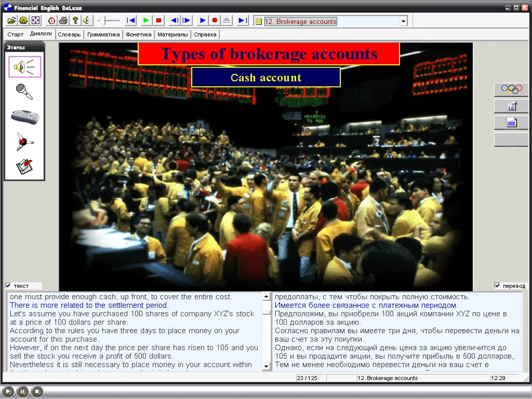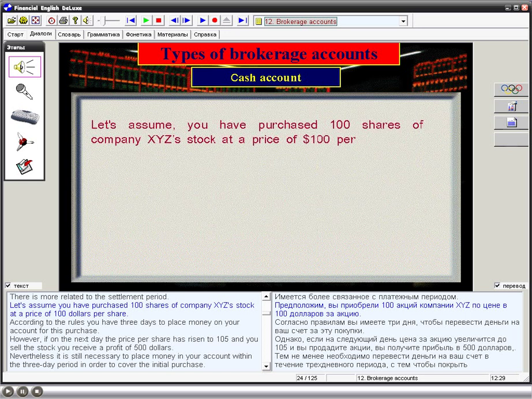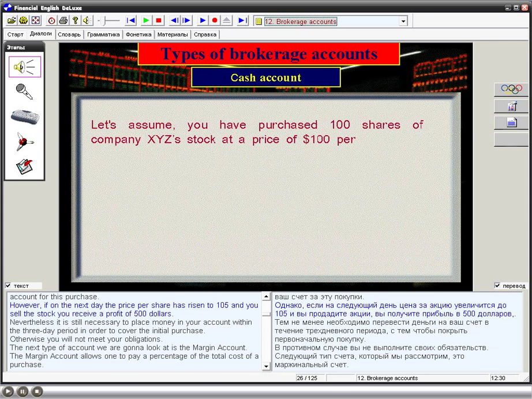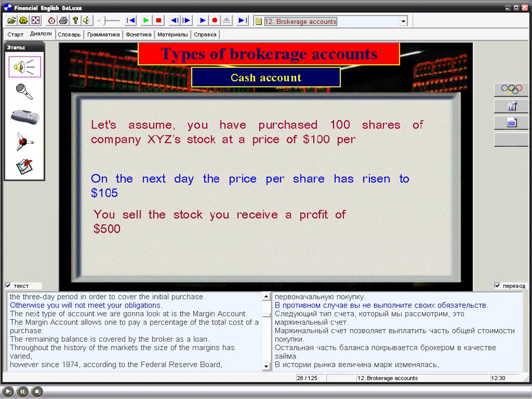There is one more subtlety related to the settlement period. Let's assume you've purchased 100 shares of company XYZ stock at a price of $100 per share. According to the rules, you have 3 days to place money on your account for this purchase. However, if on the next day the price per share has risen to $105, and you sell the stock, you receive a profit of $500. Nevertheless, it is still necessary to place money in your account within the 3-day period in order to cover the initial purchase. Otherwise, you will not meet your obligations.